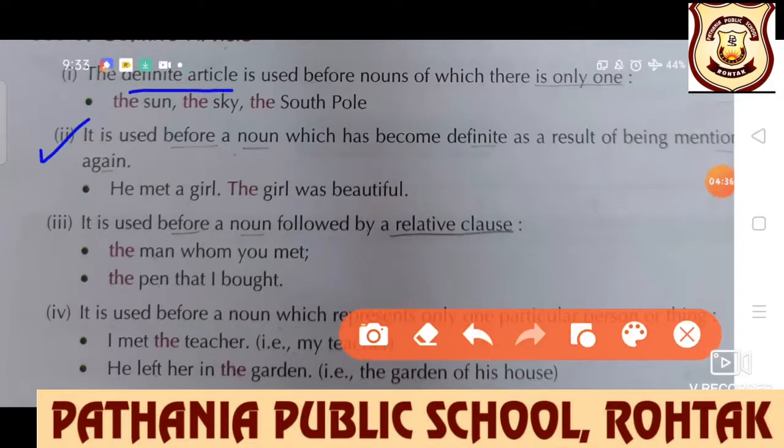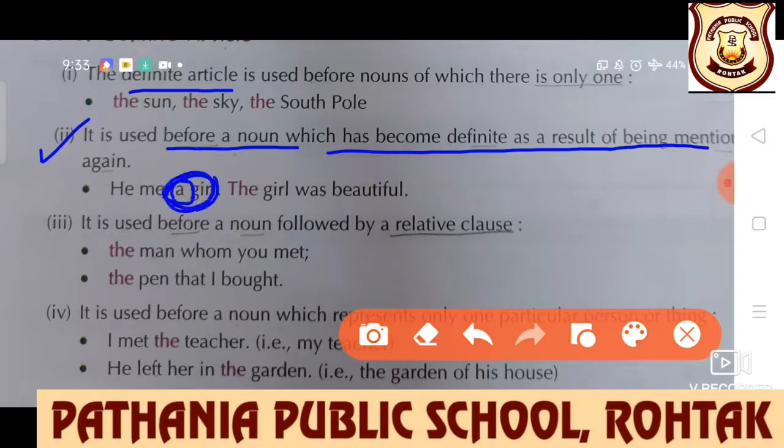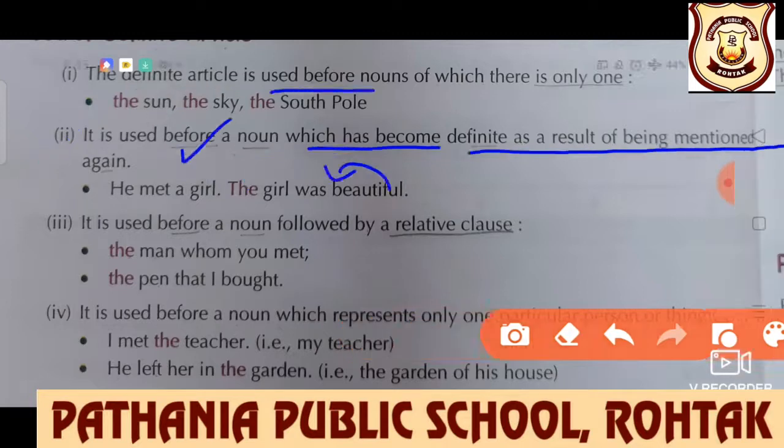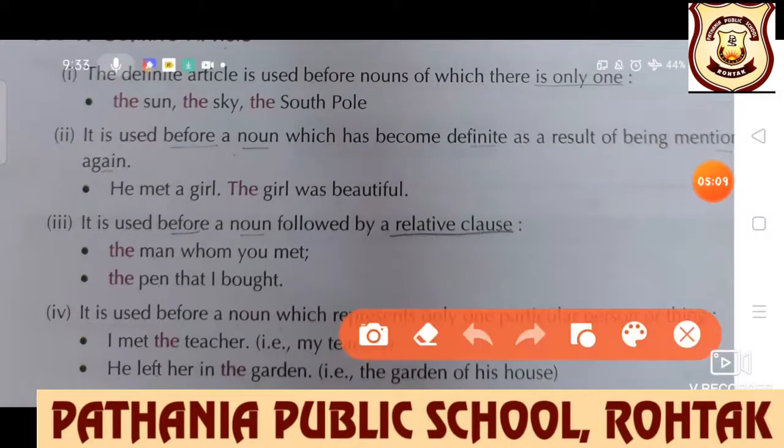Another use is, it is used before a noun which has become definite as a result of being mentioned again. Earlier, he met a girl. Now we are talking about this girl only. So now this will become the girl, because we are talking about this girl only. That's why it is used before a noun which has become definite as a result of being mentioned again. Means earlier also it was mentioned.